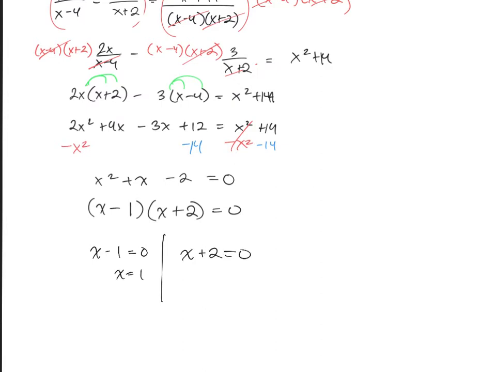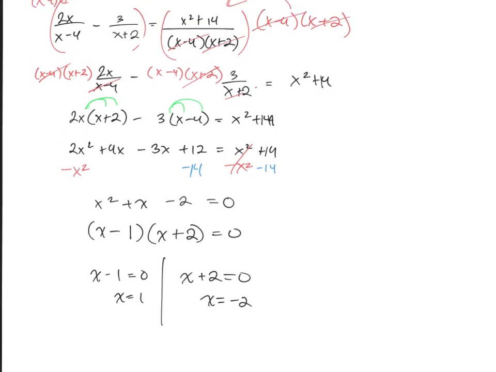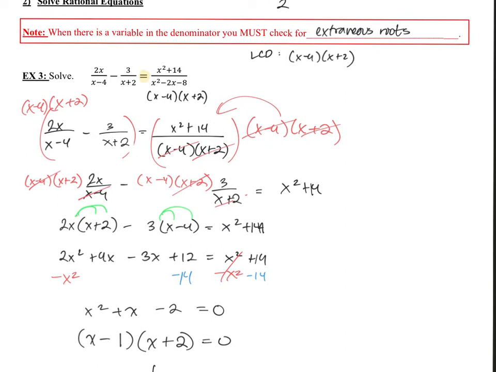Okay, x equals 1, x equals negative 2. So careful, we can't just box our answers right now. Why not? Remember, our variable was in the denominator, and I think I recall saying earlier, we cannot let x equal negative 2. Why not?